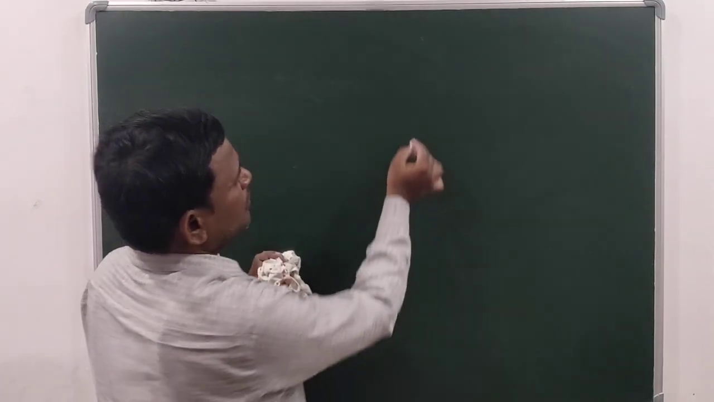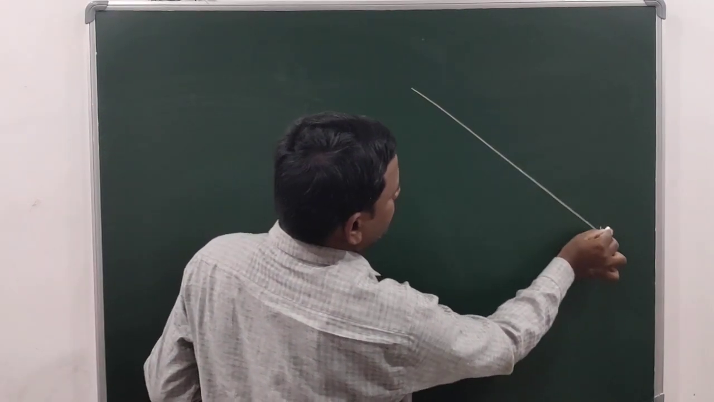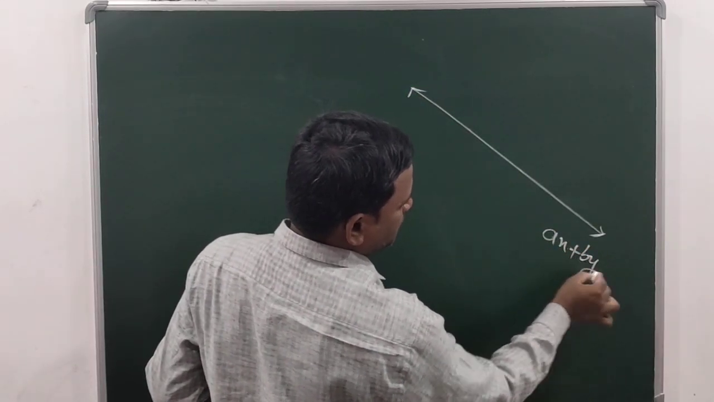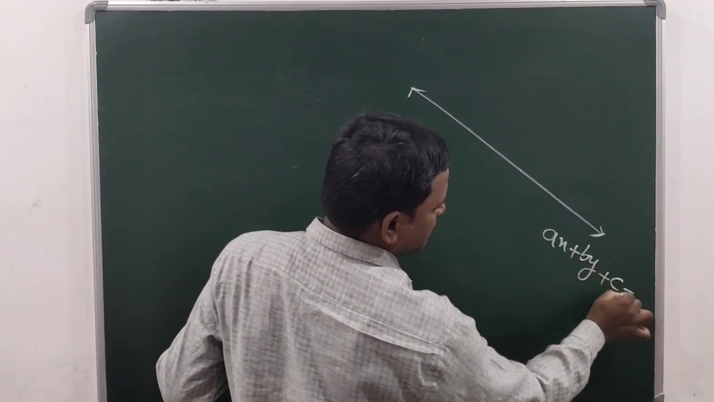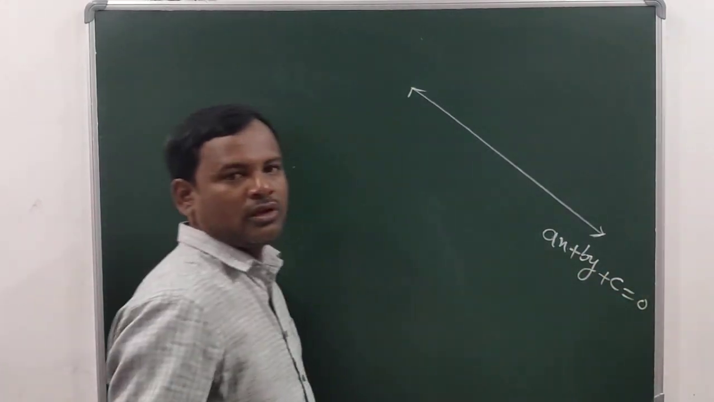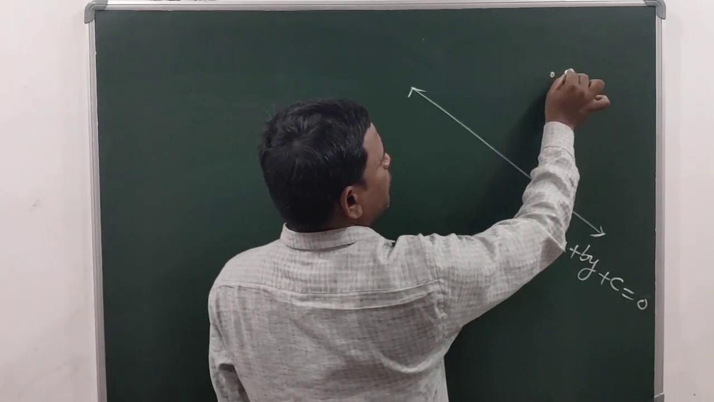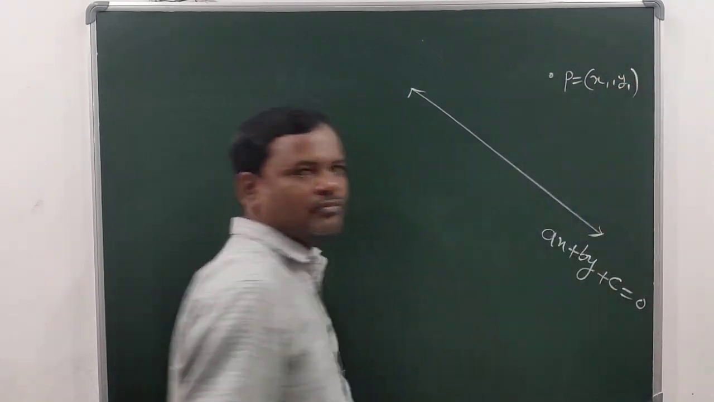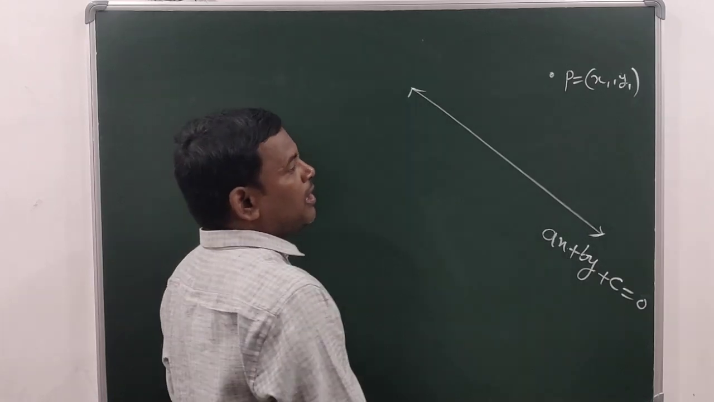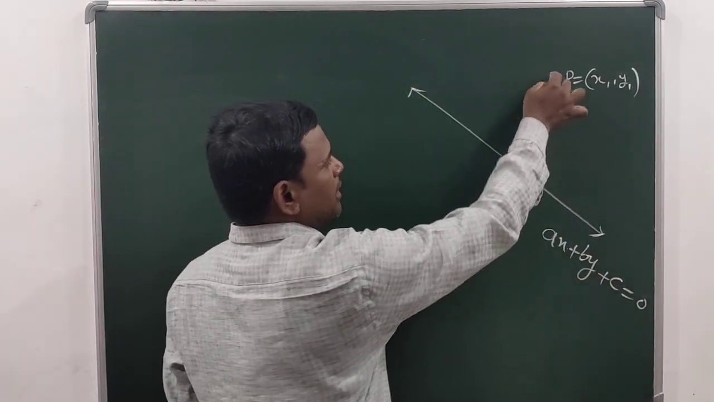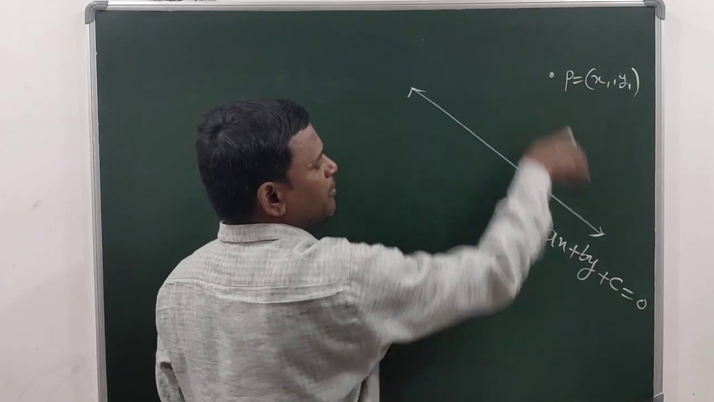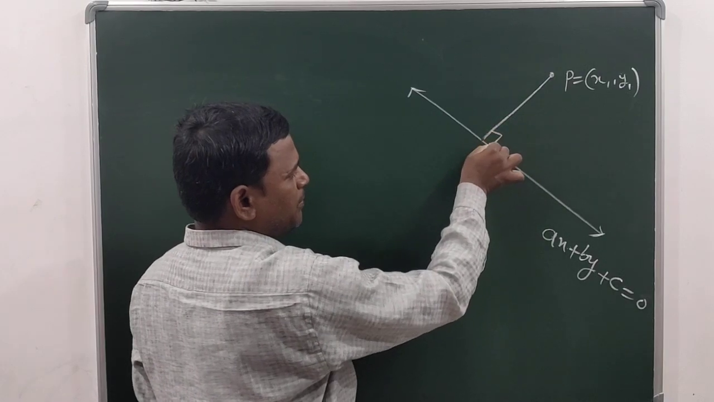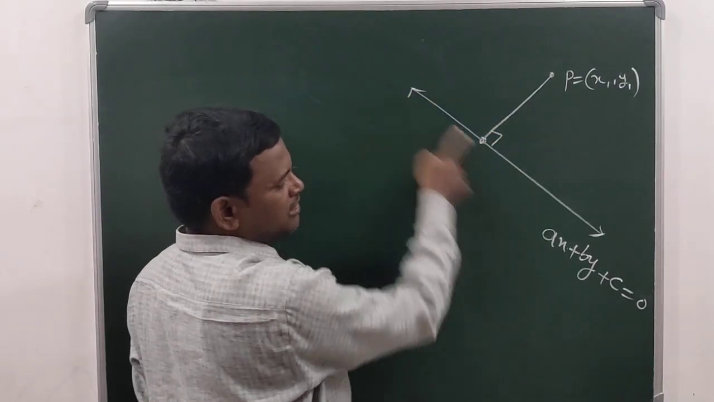Draw the line whose equation is given as ax + by + c = 0. Here consider one point whose coordinates are (x1, y1). Now drop a perpendicular from P to this line. Actually many more lines you can take from P to this line, but among all of them the shortest one is the perpendicular. So this is the perpendicular, which meets this line at one point.